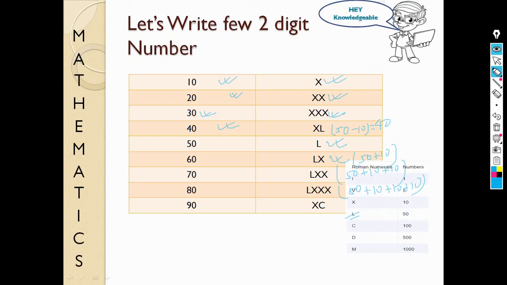And we can't write 90 as L followed by 4 X's because that is again prohibited by the rule. So we'll have to go by the rule of subtraction. So we'll have to take the higher Roman numeral, that is C, 100. So this is 100 minus 10, that is 90.